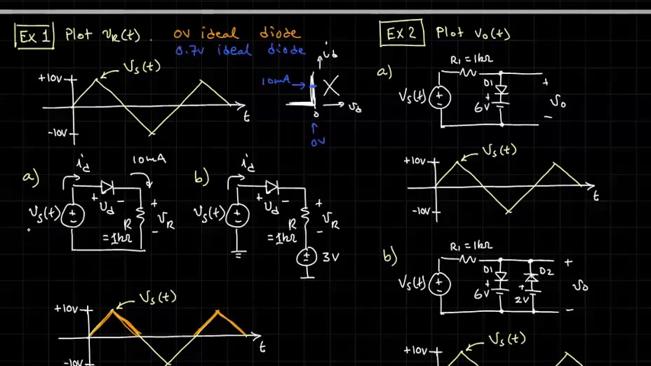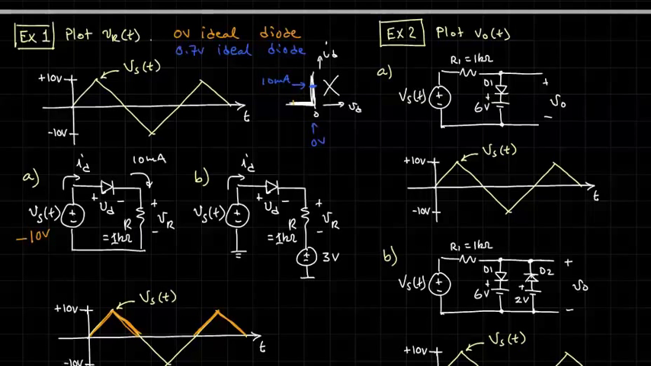Okay, so now if it's negative 10 volts, I'm suspicious that the diode's off in that case. If the diode is off, no current flows, and therefore no current flows through R, and no voltage is across R. So we have 0 volts across R. That means all 10 volts are across the diode. But the polarity is VD equal to minus 10 volts.